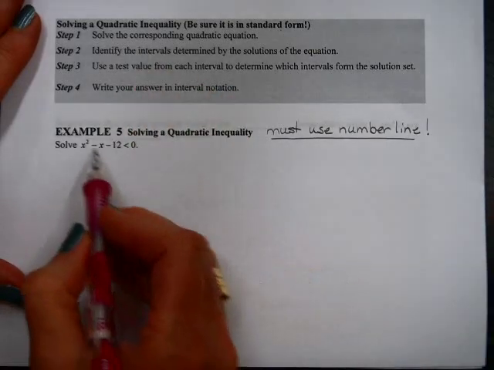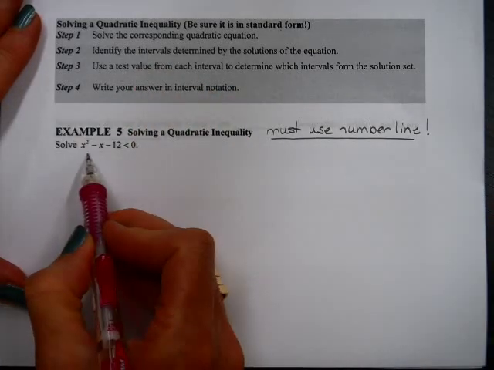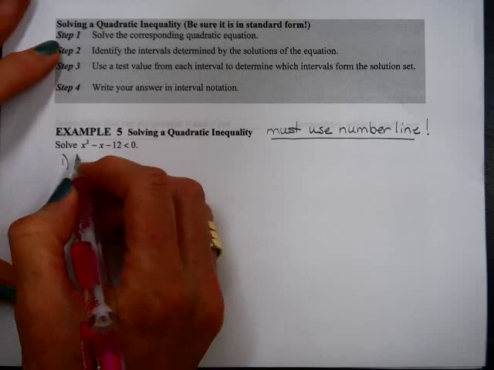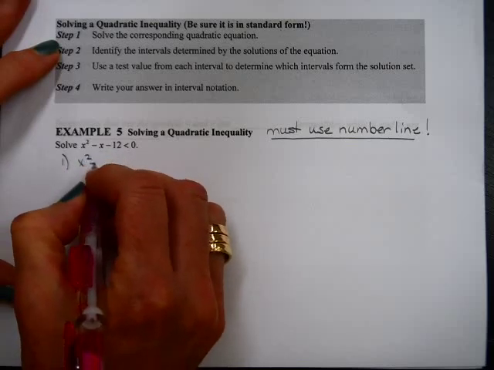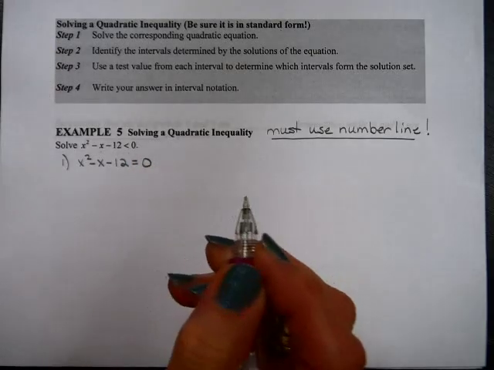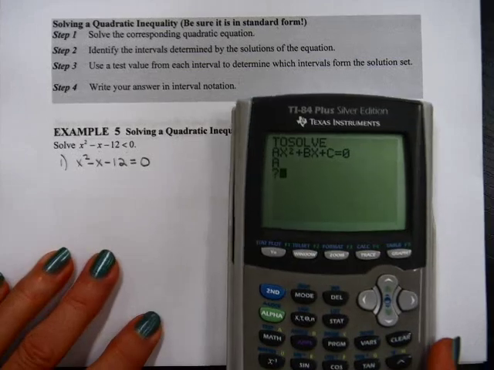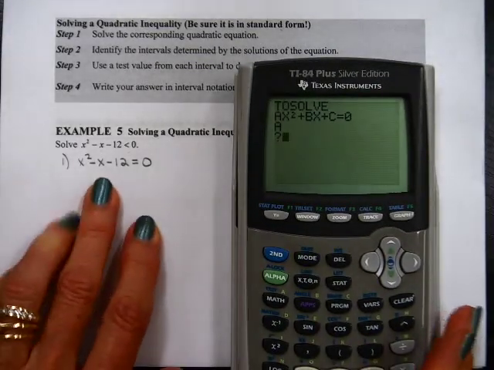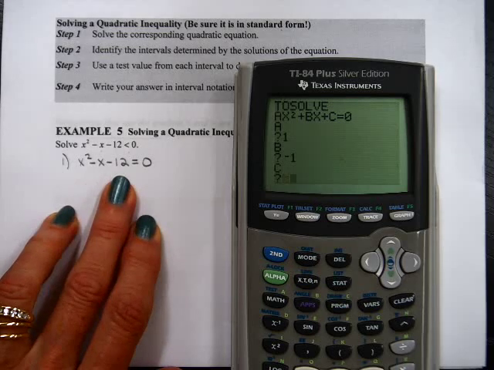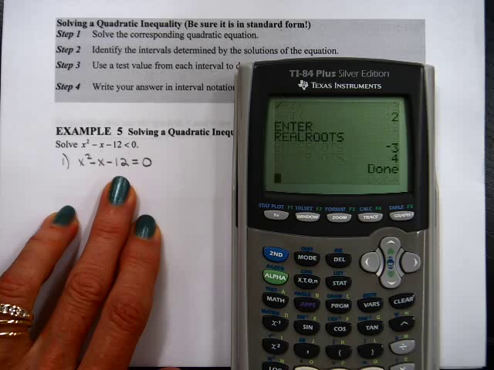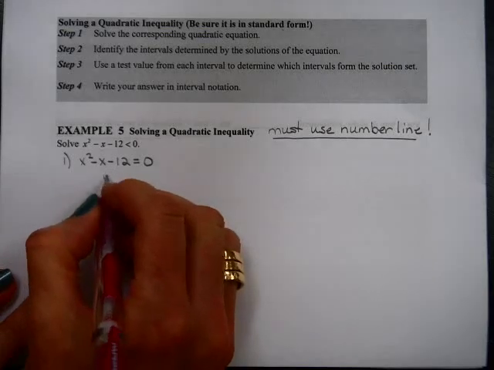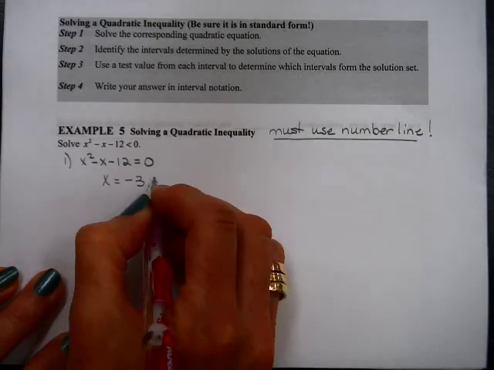So according to the steps, make sure your equation is in standard form. It is in standard form. So the next step says that we need to solve the corresponding quadratic equation. So this is our quadratic equation. Solve this equation. Again, you can use your quadratic formula in your calculator if you'd like to. A is 1, B is -1, and C is -12. When we solve this equation, we get the answers -3 and 4. So we're going to get x equals -3 and 4.